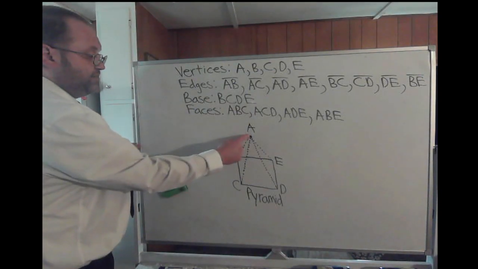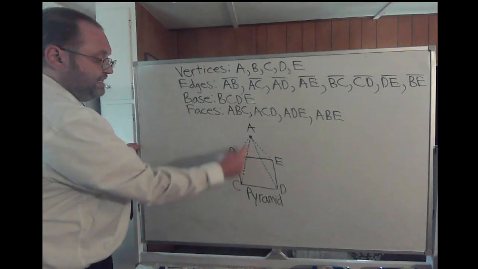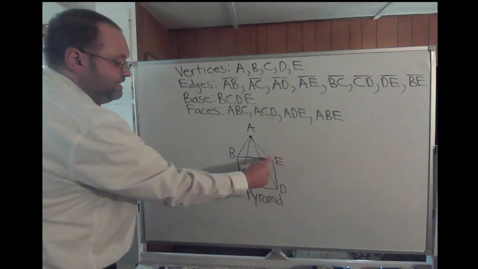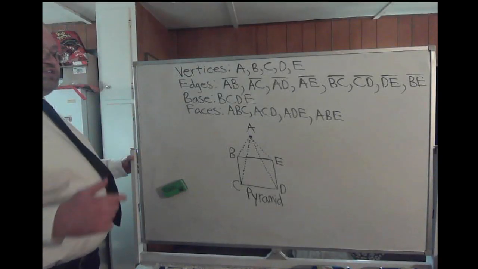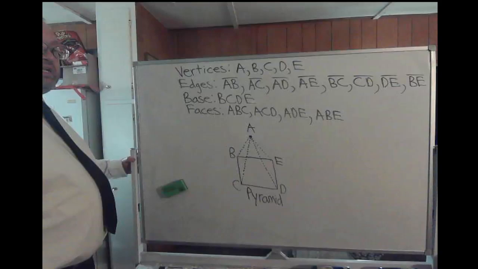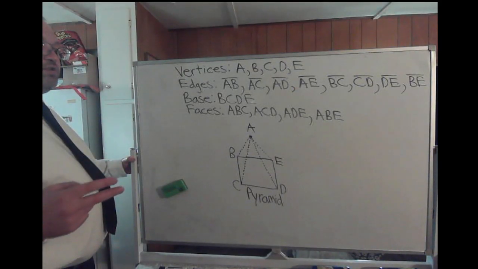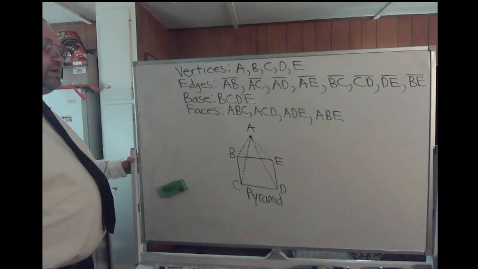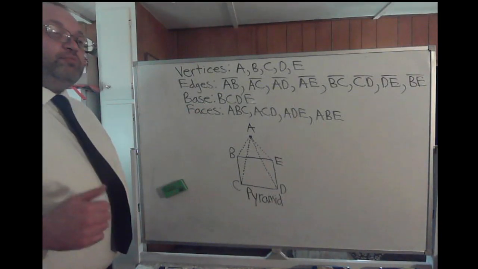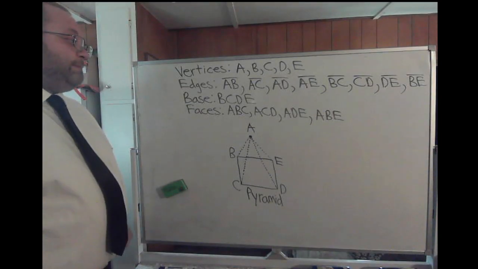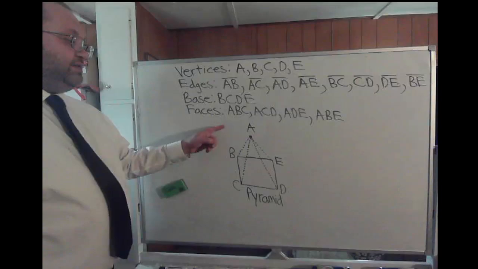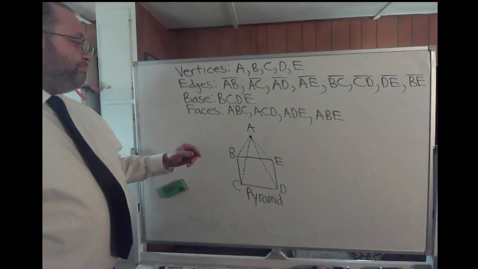Edges are the line segments like AB, AC, AD, AE, BE, BC, CD, DE. Those are your edges. Those are the line segments. That's where 2 planes meet. That's where 2 faces come together, or a base and a face come together. The base or bases, those are your foundational shapes of the pyramid or the prism. In this case, we have a pyramid. It's going to be BCDE, that square pyramid, BCDE.